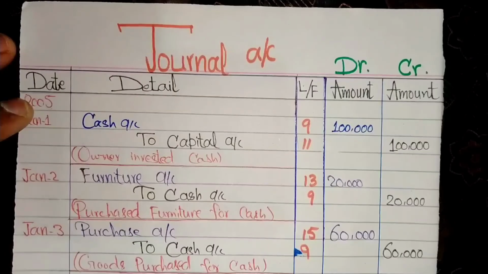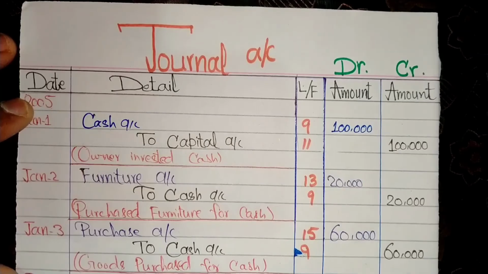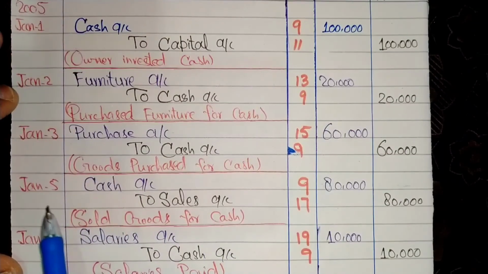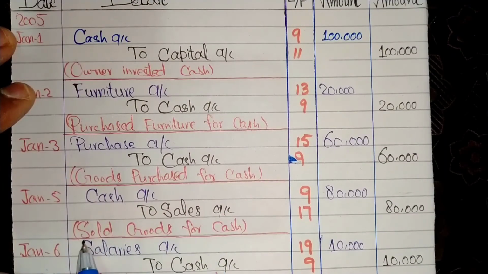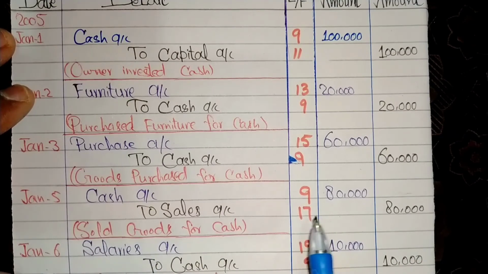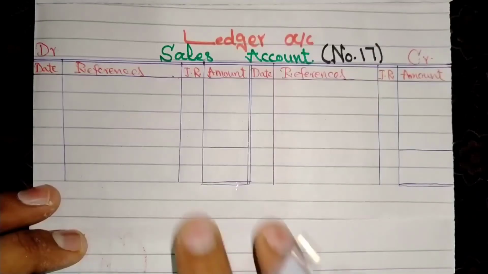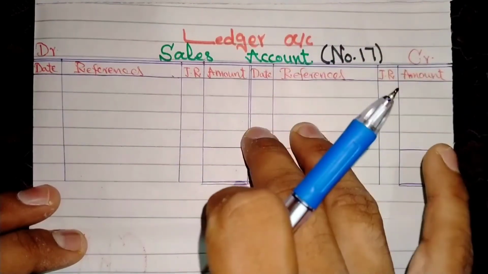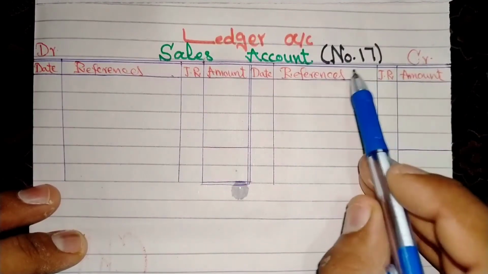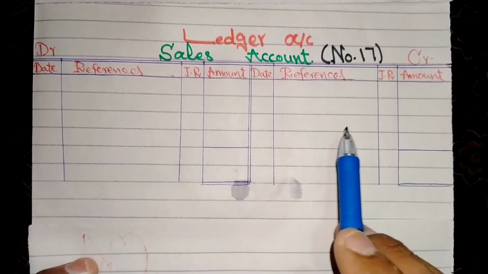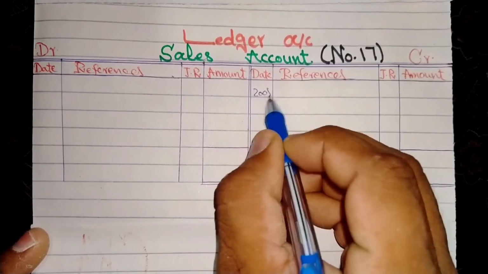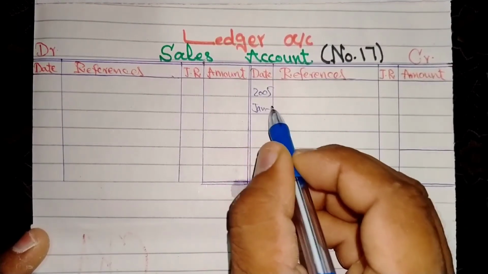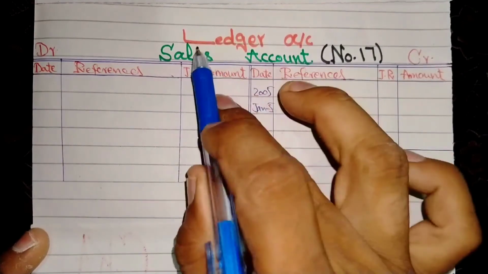After completion of the ledger account of the purchases account, our next account is the sales account, the next entry in the journal. The date is Jan 5th, cash account to sales account, because goods were sold for cash amounting to $80,000. Sales account has ledger folio number 70. So this is the format of the ledger account of the sales account, with ledger folio number 70. The sales account is credited by cash account. First of all we will enter the date, which is year 2005 and Jan 5th.